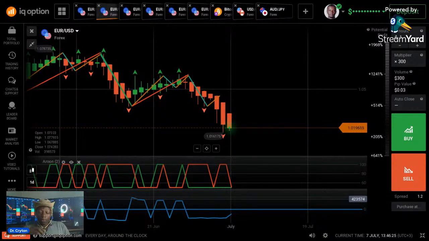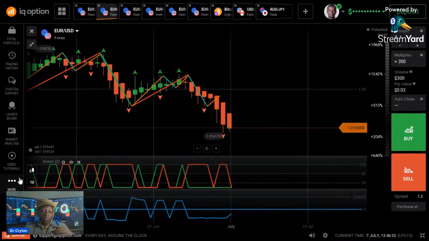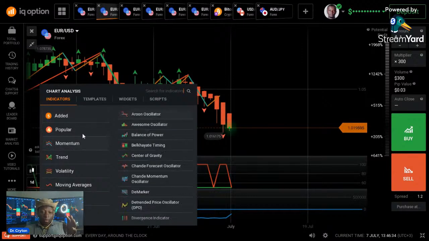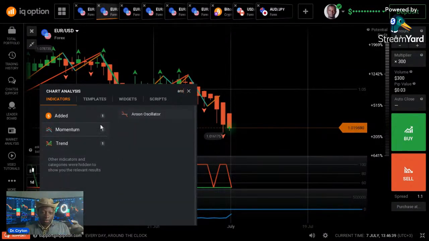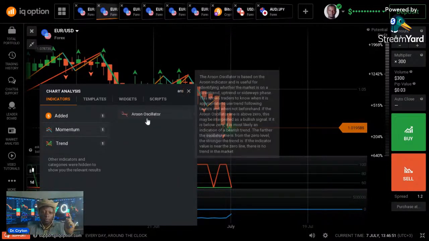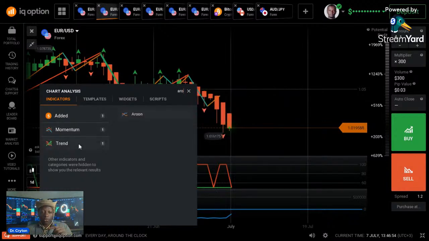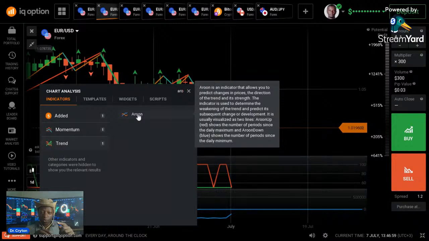The Aroon I'm talking about is not the Aroon oscillator, it is actually the Aroon trend, because if you look on IQ Option, there are two different Aroons. When you come here and search Aroon, you have Aroon momentum, which is the Aroon oscillator, and then we have the Aroon trend, which is just Aroon. So in this case, I'm talking about the Aroon trend, not the Aroon momentum. You're going to be pointing at Aroon trend and go ahead and choose this, which is the arrow.